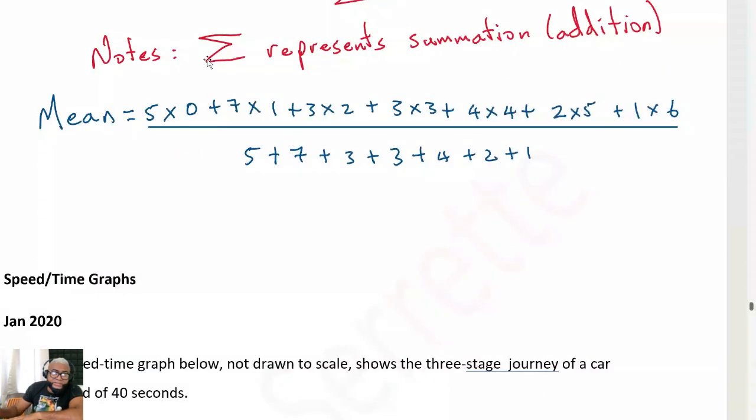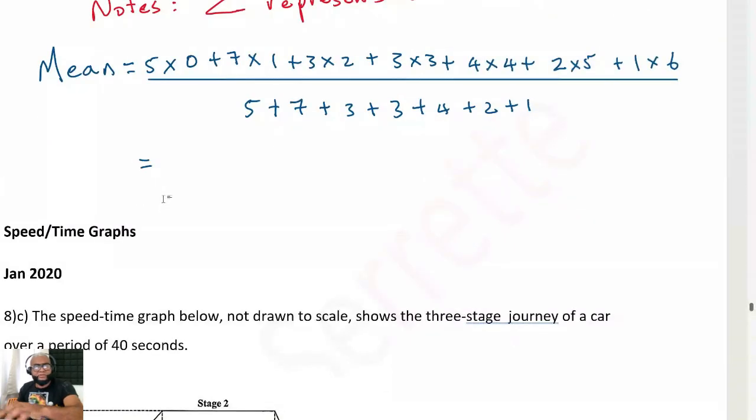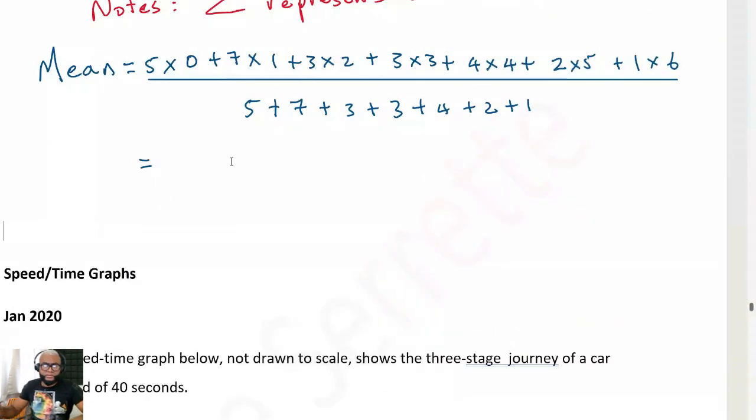So here I want you all to give me the answer for the top row. What is the answer for the top row? So I get 54. Anybody? 54? Divided by, what's the answer for the bottom? The denominator.